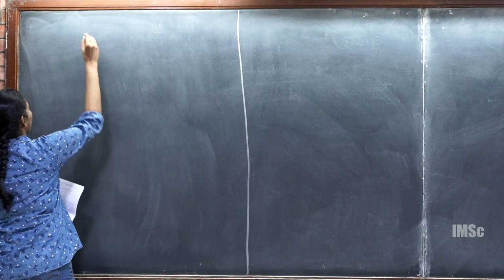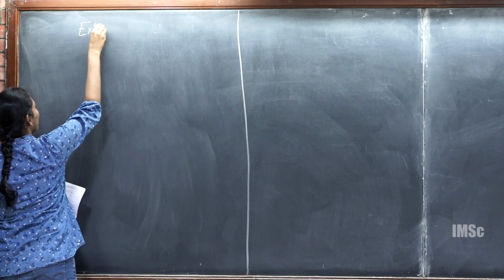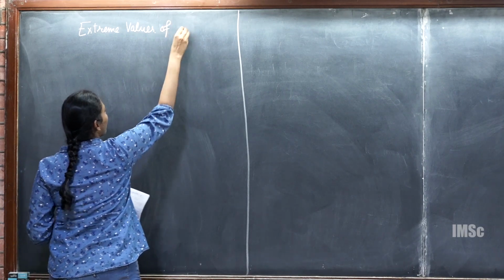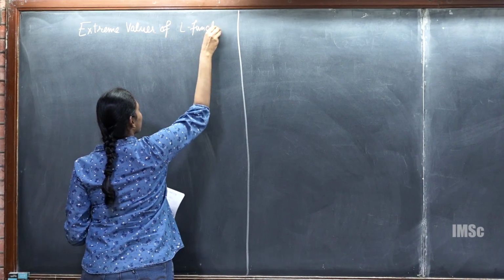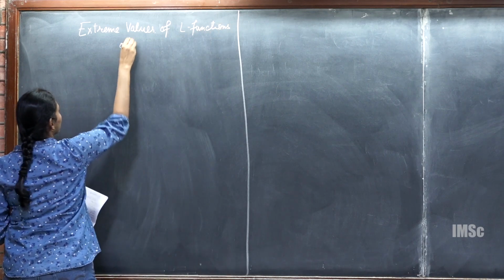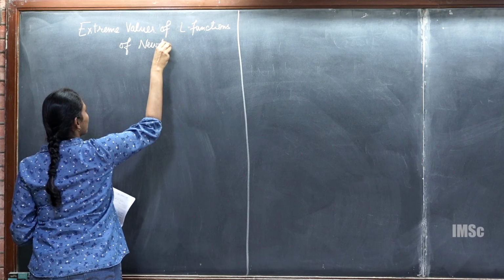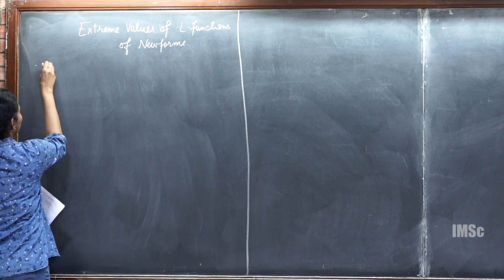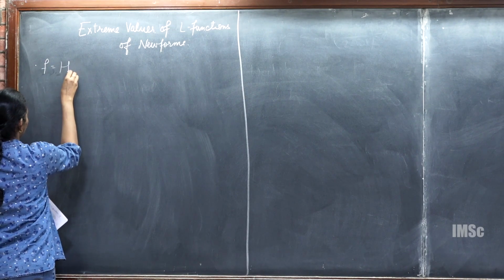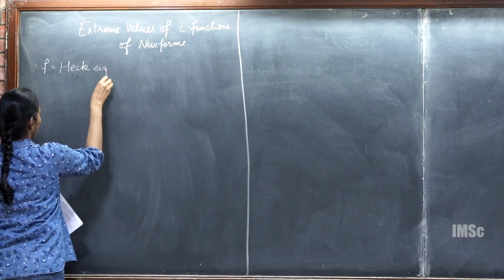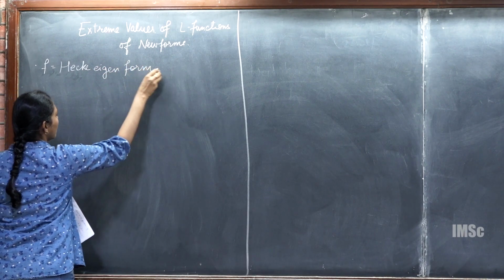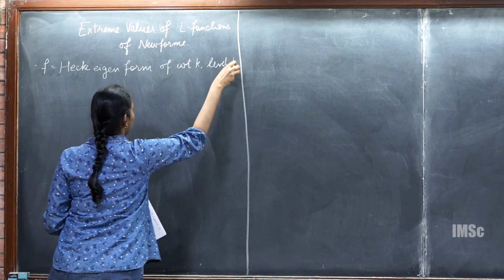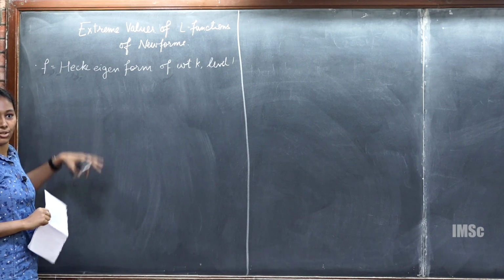So today I'll be talking about extreme values of L functions of newforms. Thanks to Mrinjay, I won't have to introduce a lot of notations. So we start with a Hecke eigenform of weight k and level 1. And I'll be only talking about cuspidal Hecke eigenforms.